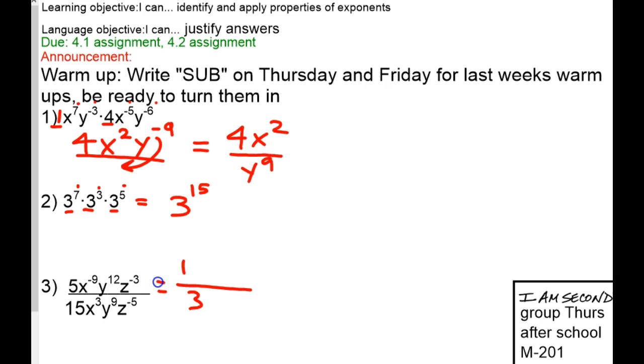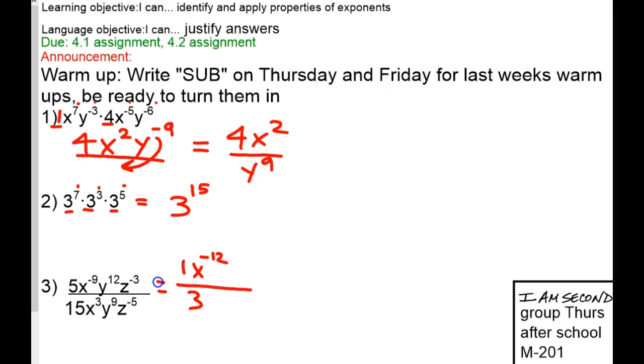Now, when we divide, what do I do with the powers, the exponents? Top minus bottom. Please be careful. I made this one tricky on purpose. So, who thinks it can't be tricked? Oh, that's good. So, hopefully you didn't get tricked. Let's check it out. The top is negative 9, and then it's minus 3. What's negative 9 minus 3? Negative 12. Okay, so my x will be to the power of negative 12.